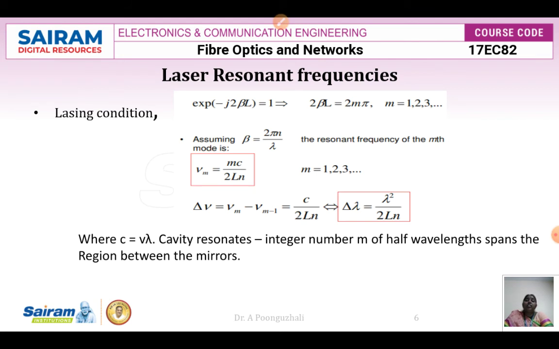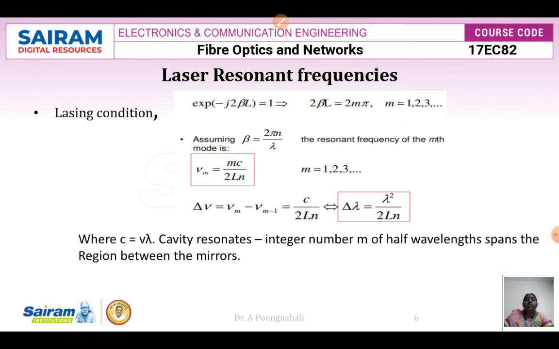Next we are going to see the laser resonant frequencies. Under lasing condition, as we said, the magnitude and the phase of the returned wave should be the same as that of the incident wave. So here we take the phase of the returned wave, e power minus j2 beta L, which should be equivalent to 1. We know that e power minus j theta can be written as cos theta minus j sin theta. If I want this to be 1, my cos term should be 1. That means 2 beta L should be equivalent to 2 m pi, where m takes the values 1, 2, 3.